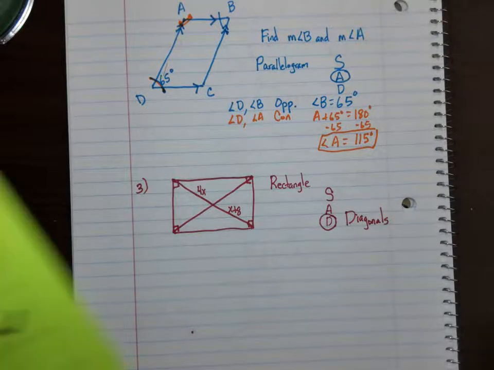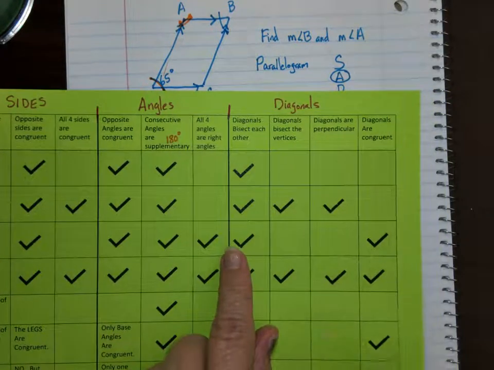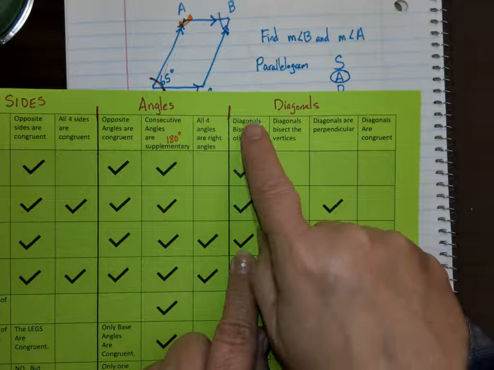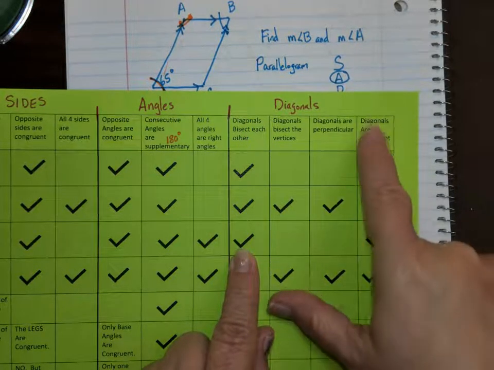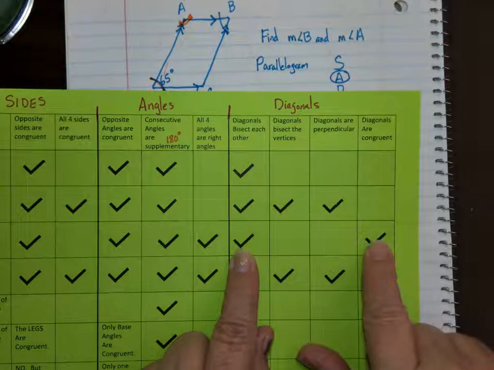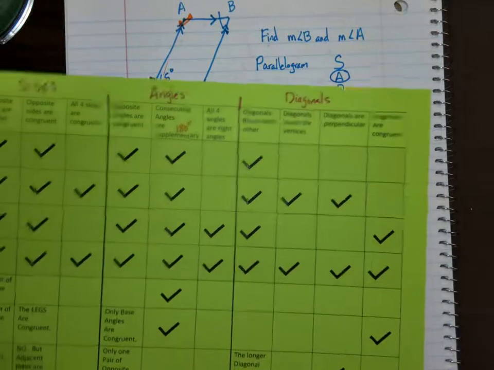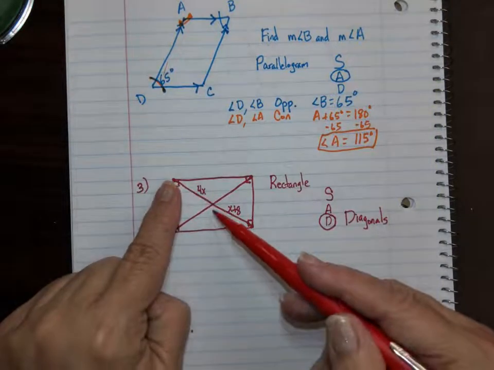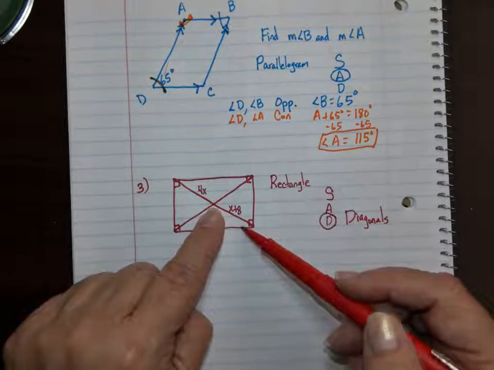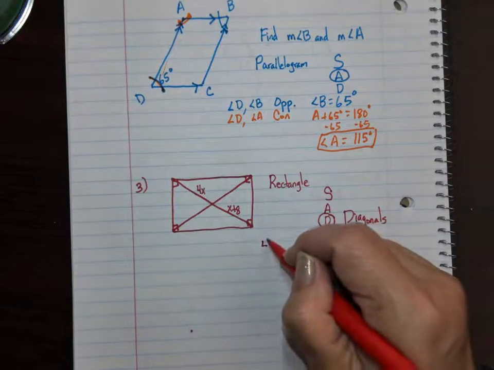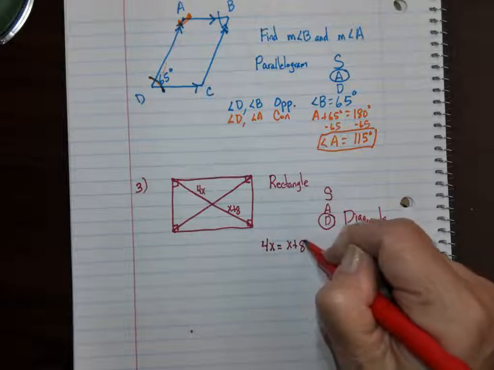So that's where I'm going to go to my chart. I'm going to look for rectangle, and I'm going to come down here to diagonals. It says diagonals bisect each other, and it also has a check under diagonals are congruent. Okay, so remember, bisect means to cut in half. So if this diagonal cuts it in half, that means this half and this half are the same, right? So it means 4x equals x plus 8.